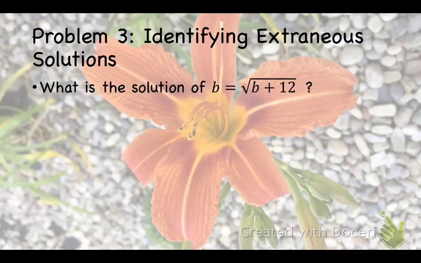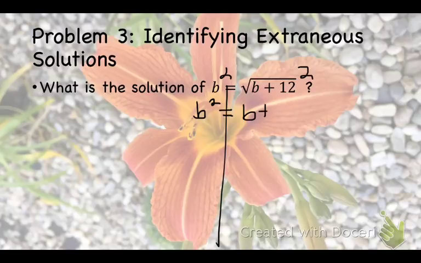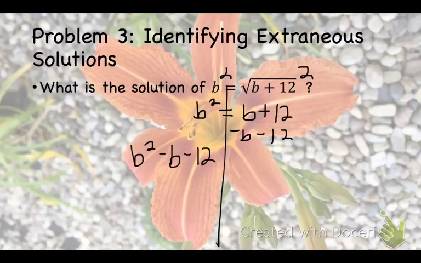So let's take a look at problem number 3 here to see what this looks like. As I look, I have my square root or my radical already isolated, so I am going to square both sides to cancel out that square root. I end up with b squared equals b plus 12. Now at this point I need to continue solving, again still trying to isolate that variable. So I'm going to subtract b and I'm going to subtract 12 so that my equation now looks like this.